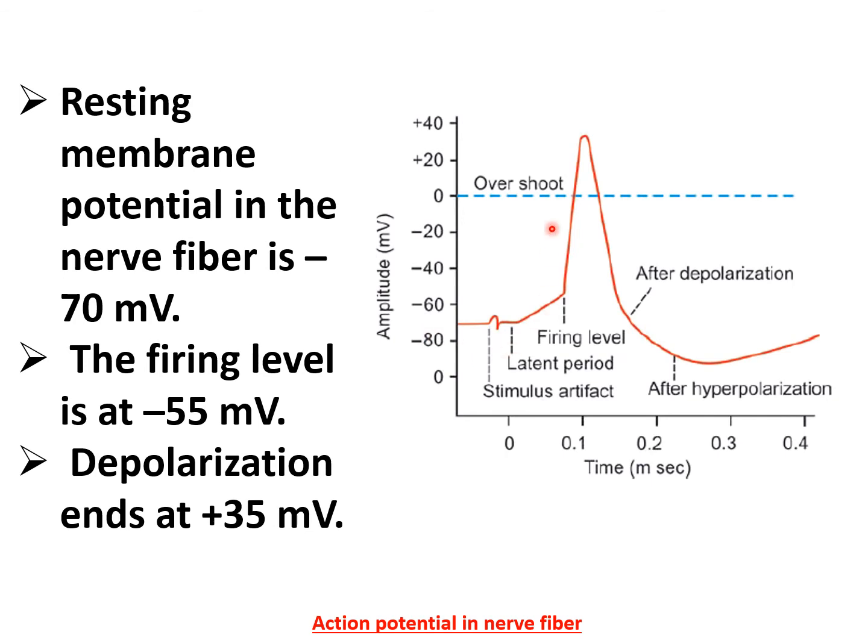So this is an action potential curve, and this is the stimulus artifact, and this one is the latent period, and the firing level starts here, and this is the overshoot, the isoelectric line. This one is a rapid depolarization and rapid repolarization, that is known as spike potential, and then this is the repolarization. This one is the after-depolarization and this one is the after-hyperpolarization. Then it comes back to the resting membrane potential level.